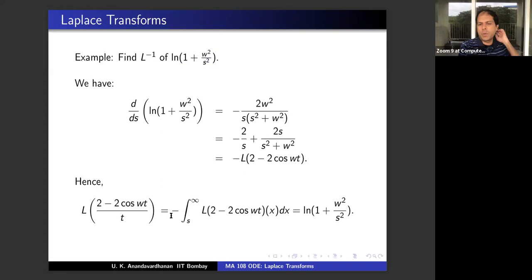Okay, I will correct this typo. And so you have got the answer. So the answer is correct, no? The inverse Laplace transform of this is (2 minus 2 cos wt) by t, not minus of this. The typo is here. Okay.